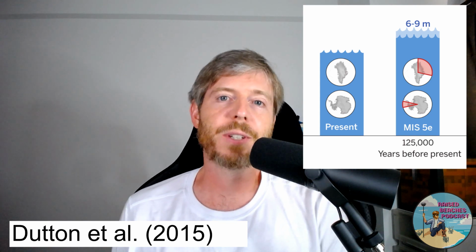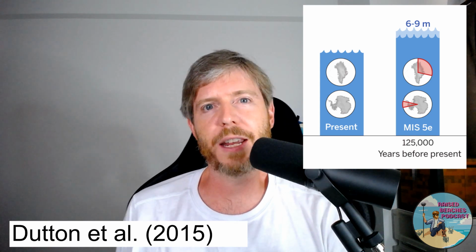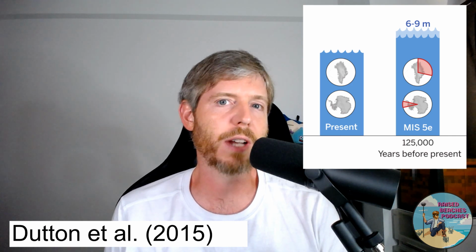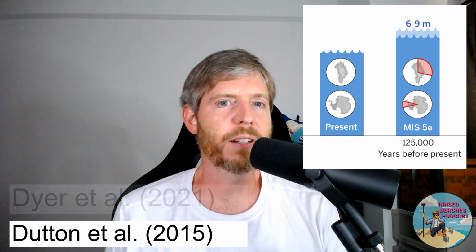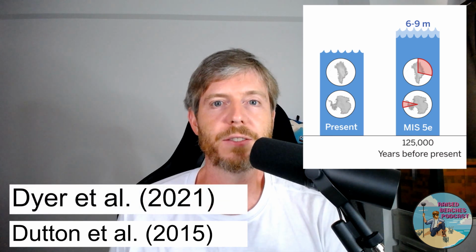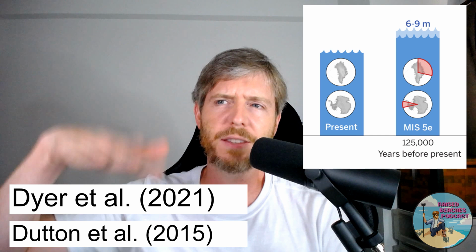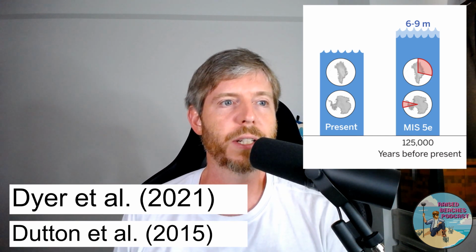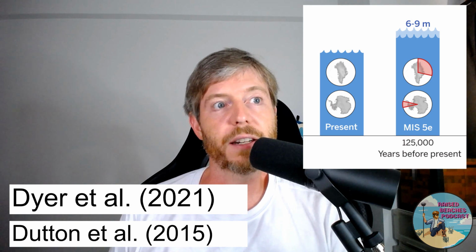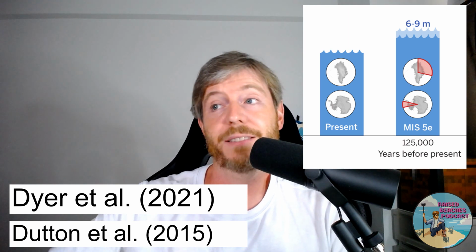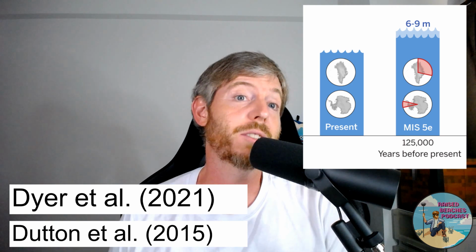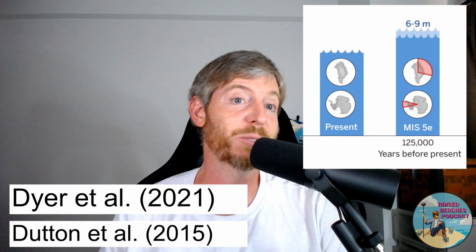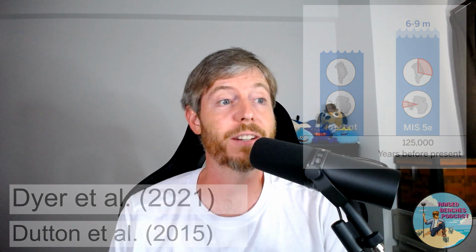In 2015, Dutton et al. came up with an estimate that global average sea level was 6 to 9 meters higher than present. But a more recent estimate by Dyer et al. brought that down to closer to 3 to 5 meters or so. And anyway, the thing is that you will find raised beaches in many places around the world because of the global average sea level being higher than it is now.